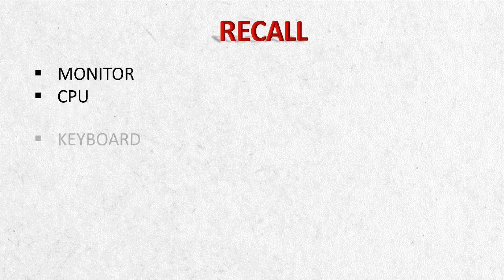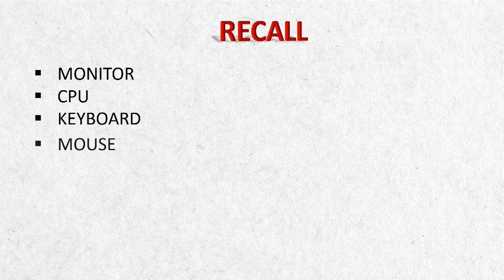So now let's recall what we have learned in today's class. In today's class we have seen about the parts of a computer. There are four main parts. What are they? Monitor, CPU, keyboard and mouse, right? So what is the use of monitor? Whatever work you do on a computer, you can visually see. You can display on the monitor. Monitor is also called visual display unit or VDU.